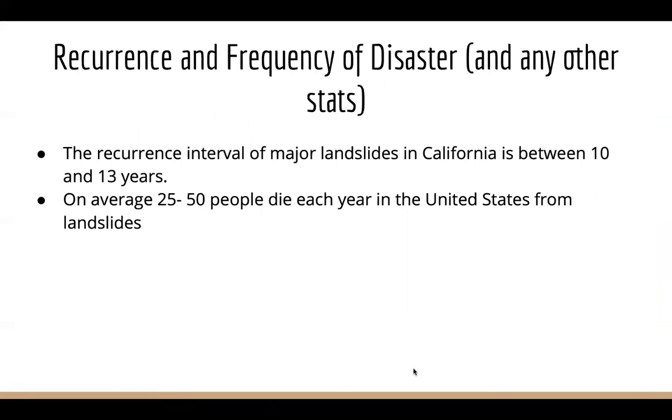The recurrence interval of major landslides in California is between 10 and 13 years. On average, 25 to 50 people die each year in the United States from landslides.